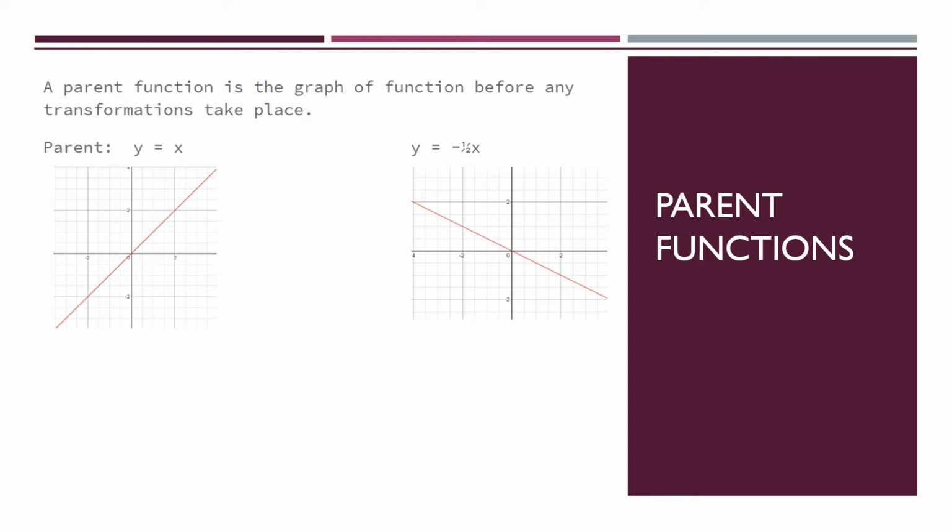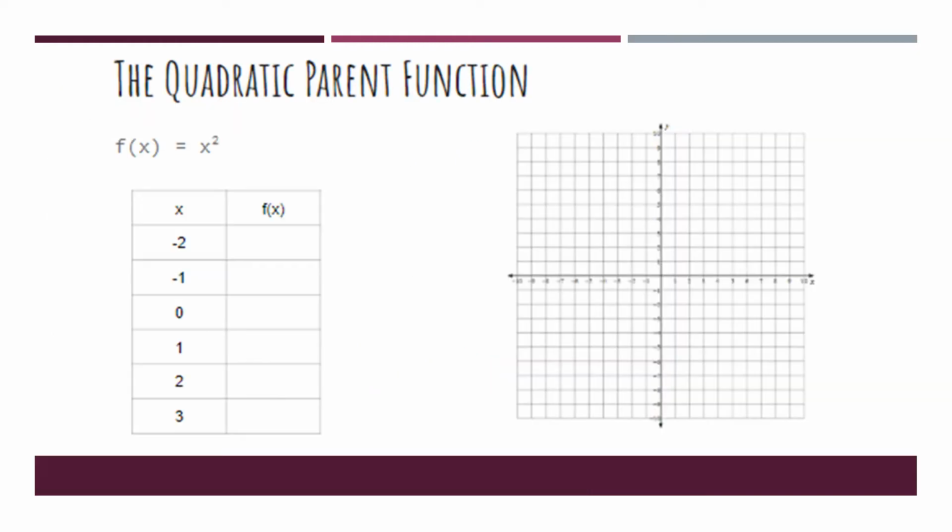Over here, this is y equals -1/2 x, and what we've done is we've changed the slope and we've made it negative or flipped it over the x-axis. So this is just an example of a parent function and a transformation.